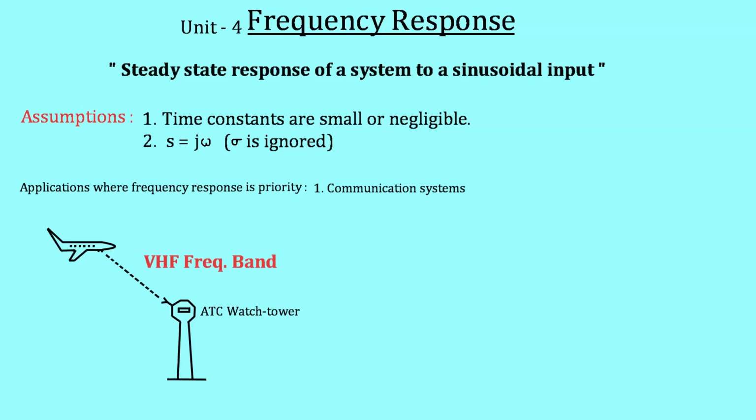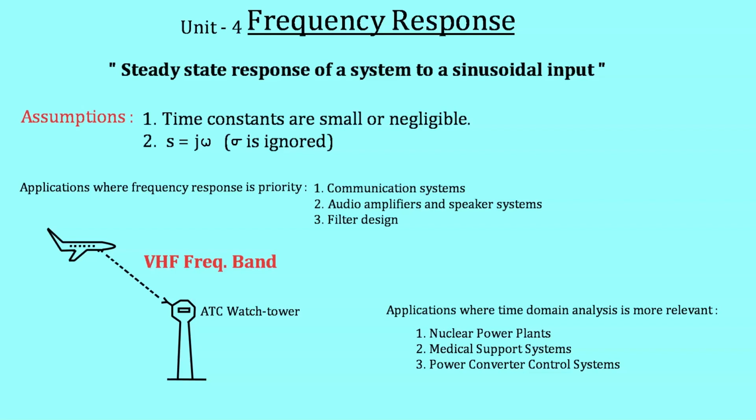There are a lot of control systems where frequency response is given priority over time domain analysis. For example, communication systems. The ATC in the watchtower communicates with the pilot with equipment which specifically works on the VHF frequency band, and as such, the equipment utilized for doing so is specifically designed for this frequency band. There are other examples also, like audio amplifiers, speaker systems and filter design. There are other examples where time domain analysis is more relevant compared to frequency response analysis, like nuclear power plants, medical support systems, and power converter control systems.